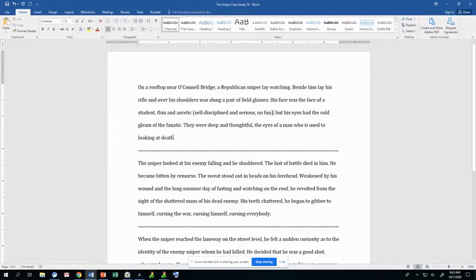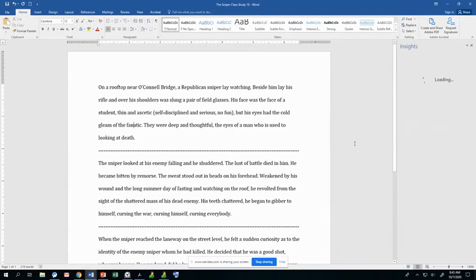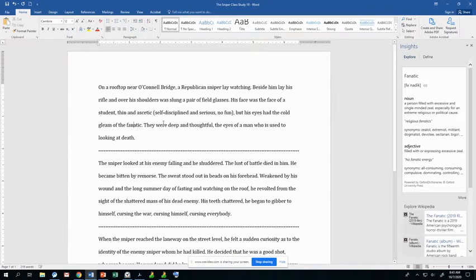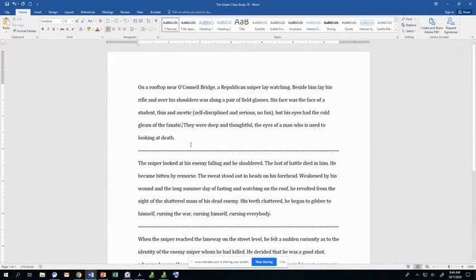Okay, but his eyes had the cold gleam of the fanatic. Again, I want to look that up because that's another word that I recognize, but I don't remember exactly. This says a person filled with excessive and single-minded zeal, especially for extreme religious or political cause. Okay, zeal, what does that mean? So if we keep seeing down here, filled with or expressing excessive zeal, synonyms all-consuming, compulsive, dominating, controlling. Maybe this guy's a little obsessive, right? He's very dedicated to his cause, obsessively dedicated to a cause. Okay.